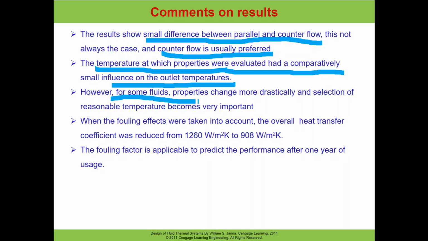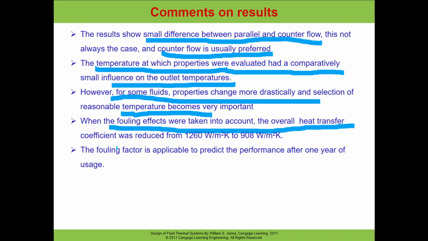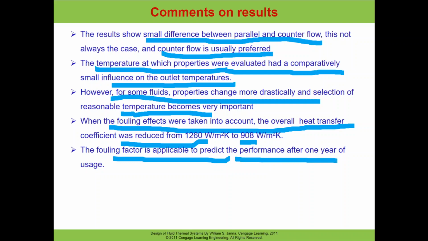Sometimes the property changes are drastic with respect to the temperature, then your performance analysis becomes very temperature sensitive, and you have to take the accurate average temperature of the fluid to find the accurate properties and accurate performance. When the fouling effects were taken into account, the overall heat transfer coefficient is reduced from 1260 to 908 watt per meter square Kelvin. When you take the fouling factors into account, your performance is reduced, and that indicates the performance after 1 year of usage.